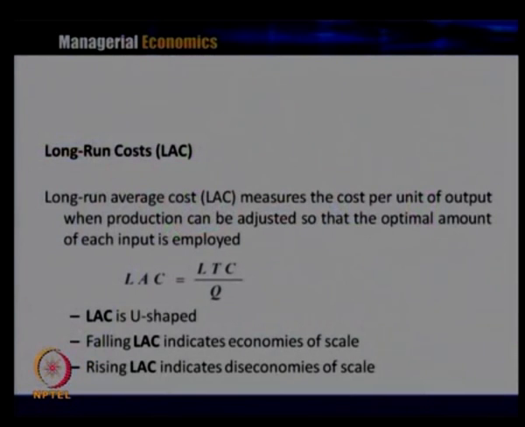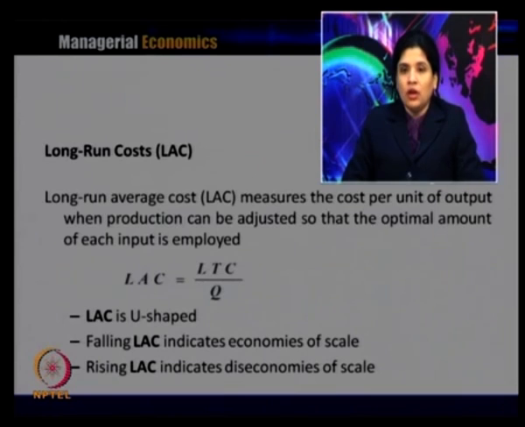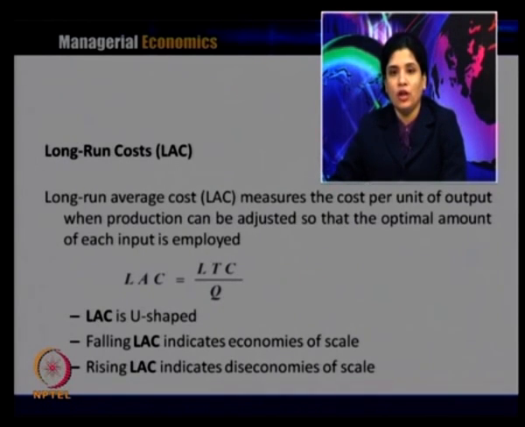Then how to measure the long run average cost curve, or algebraically how can we find it? It measures the cost per unit of output when production can be adjusted so that the optimal amount of each input is employed. So, the long run average cost curve is the long run total cost curve divided by Q, where Q is the unit of output. The long run average cost curve is U-shaped.